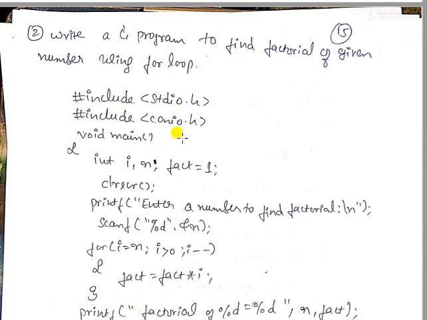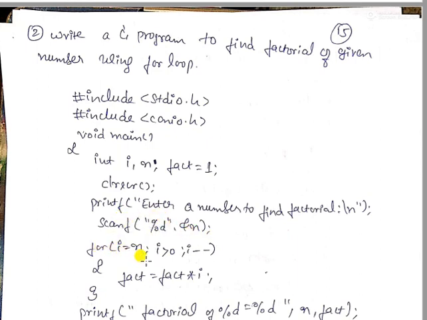So first here we are calculating the factorial. For that, I initialize fact is equal to 1. I is for the loop variable, and n is for accepting the input, the number for which we are going to find the factorial. I already told you, if you are performing multiplication in looping statements, then you initialize to 1. If you are performing addition or subtraction, then you initialize to 0. So clear screen, enter the number to find the factorial, scanf percentage d and ampersand n.